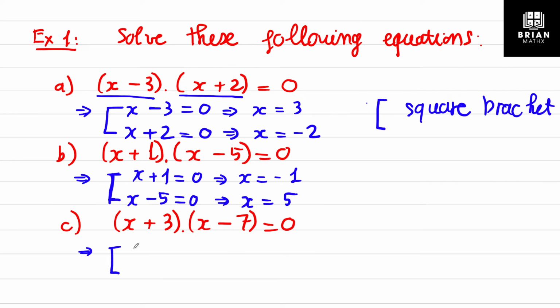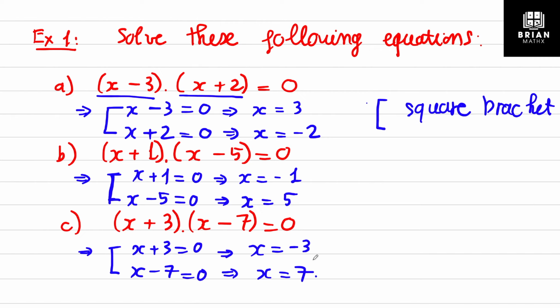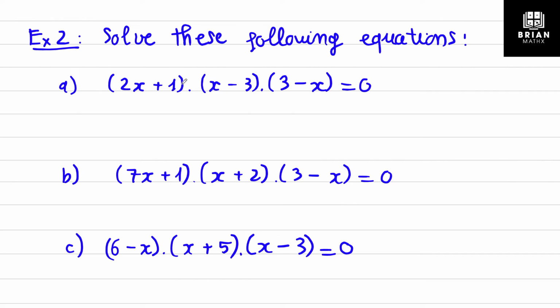For the last one, you have two brackets and you want to solve this equation, so you put them in a square bracket like this. The solution for the first equation is x equals negative 3 and x equals 7. Okay, very easy, right? It's not too difficult.